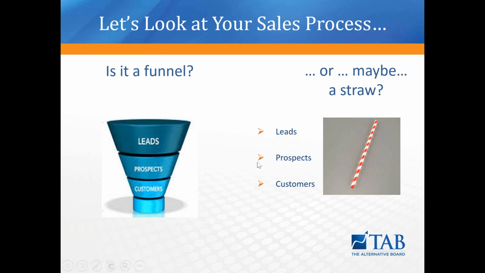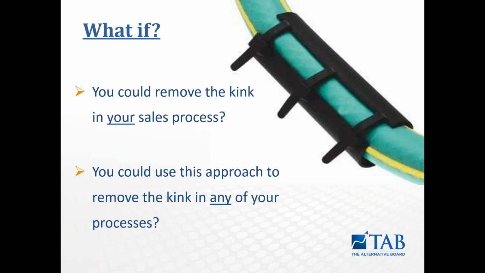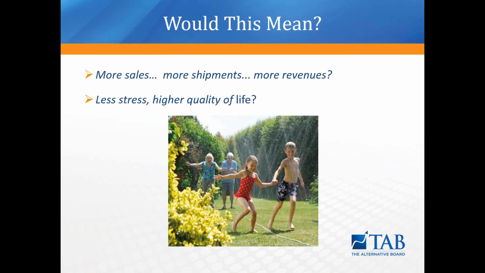So what if we could remove the kink in our sales process and not only make it a temporary solution but a lasting solution? And what if you could use this approach to remove the kink in any of your processes? What would that mean to us? Well, obviously more sales, more shipments, more revenues, but as we try to do in TAB, we work on our business so that we can enjoy life. So if we could remove those bottlenecks in our sales process, it removes our stress, provides us the time and the money to go enjoy life, which is what we're all about. So hopefully we're on board with why we might want to do this.